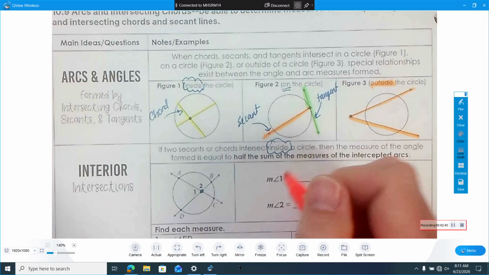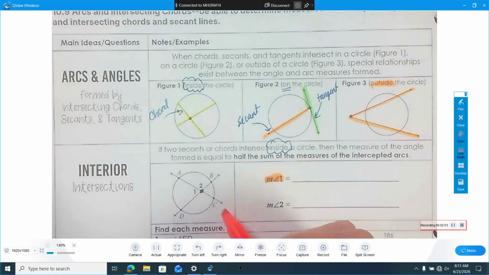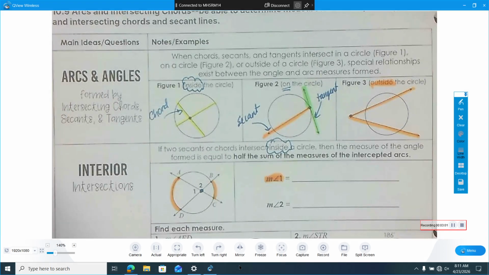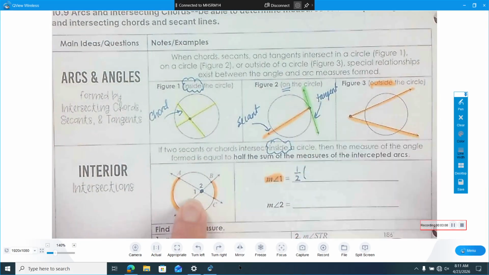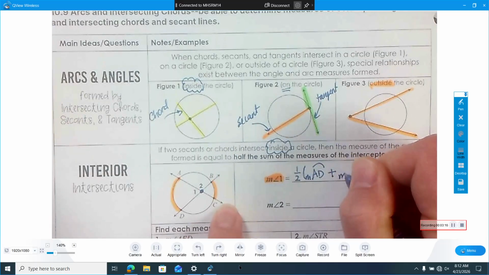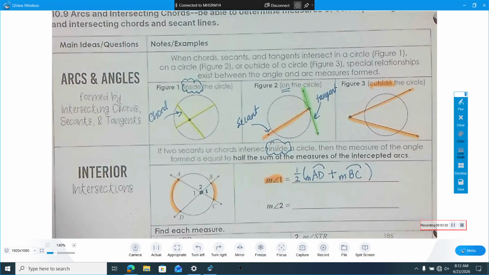If I want to find the measure of angle 1, that angle number 1 that is labeled there, it is half the sum of its intercepted arcs. So the measure of angle 1 equals half of the measure of arc AD plus the measure of arc BC. All right, so it's half the sum of those arcs that the vertical angles eat up, essentially, okay? So remember, angle 1 happens to be on both sides because they're vertical angles, okay? And it is half the sum of those intercepted arcs that it eats. All right, does that make sense to you?